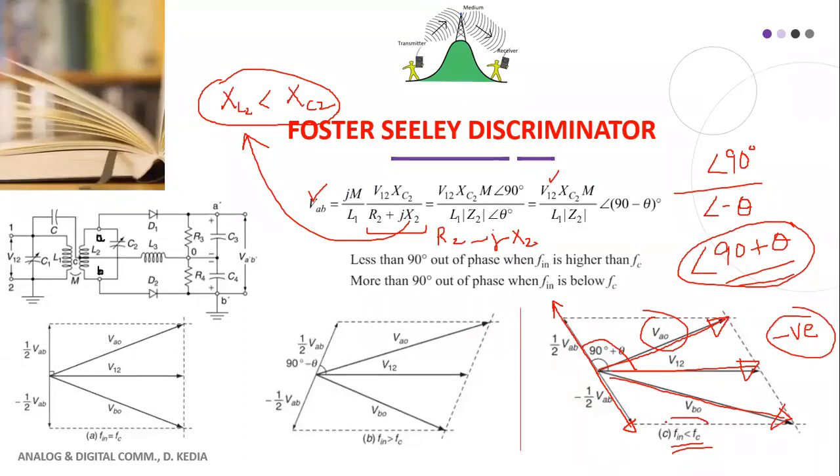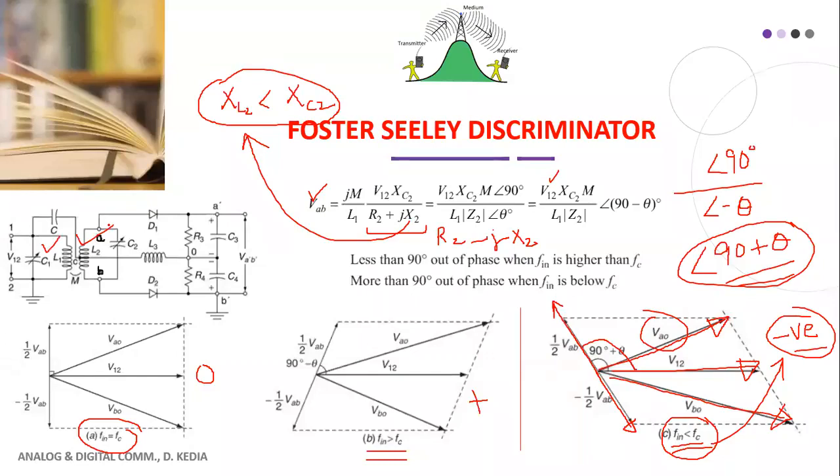So if your input signal frequency is less than FC, your output will be negative. When input signal frequency is equal to carrier frequency, your output is 0. When it is greater than carrier frequency, your output is positive. When it is less than FC, your output is negative. This is how we have been able to convert our frequency changes into amplitude changes. We were doing this in the slope detector also, but the main advantage here is that our primary and secondary are both tuned to the same frequency. We did not require more than one frequency, so that disadvantage has been overcome.